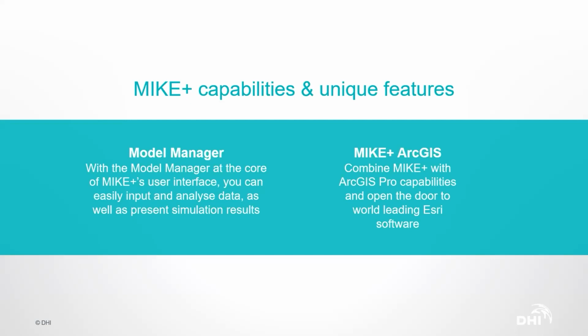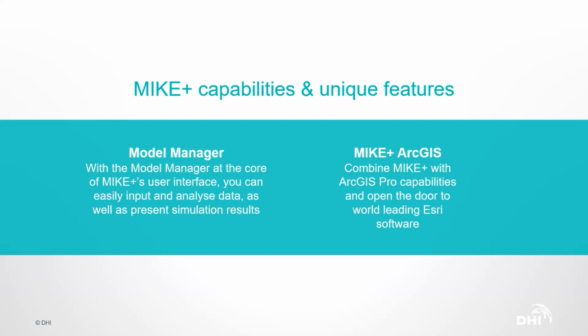The model manager ensures interaction between various types of processes. For example, if we are modeling a coupled 1D, 2D application, the model manager ensures that the two models communicate and all the relevant parameters are transferred from one system to the other seamlessly and without user intervention.